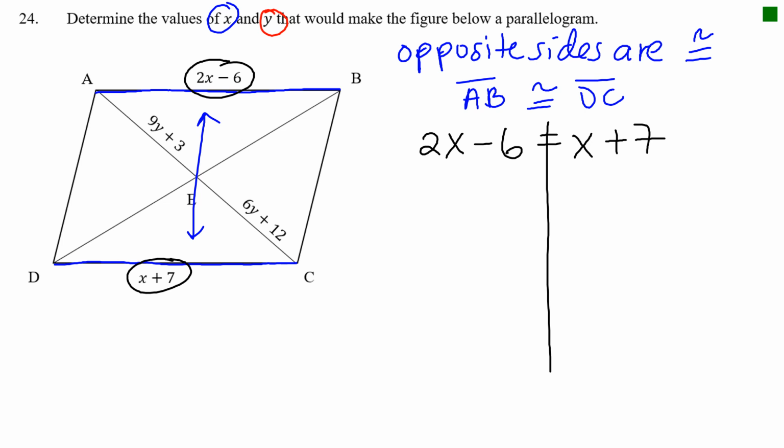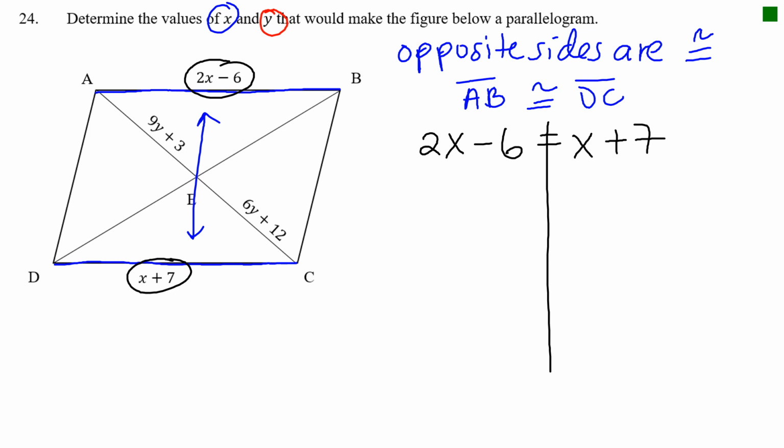Alright, step 1, distributive property is not necessary because there's no parentheses. Step 2, combine. I cannot combine on the left because there's just a 2x and a minus 6, variable and constant. If you cover up the left, on the right side, it's the same exact thing. Variable, constant, I cannot combine. So step 3 is to add or subtract.